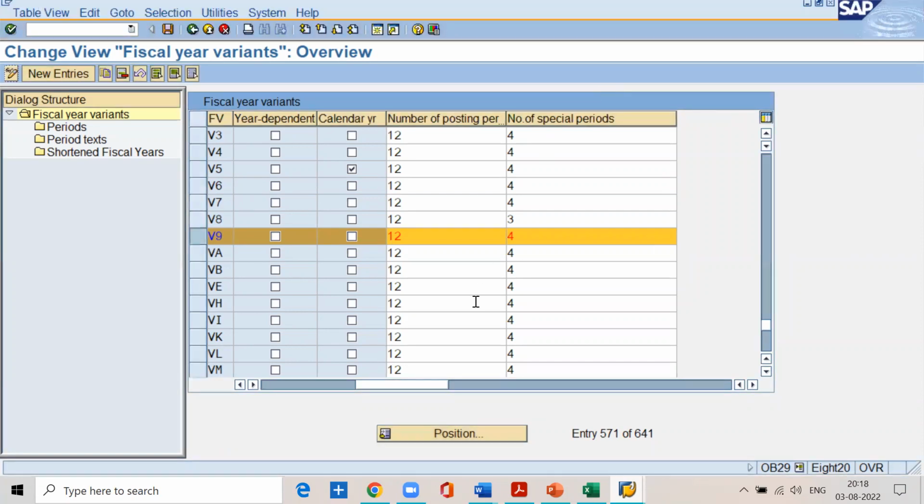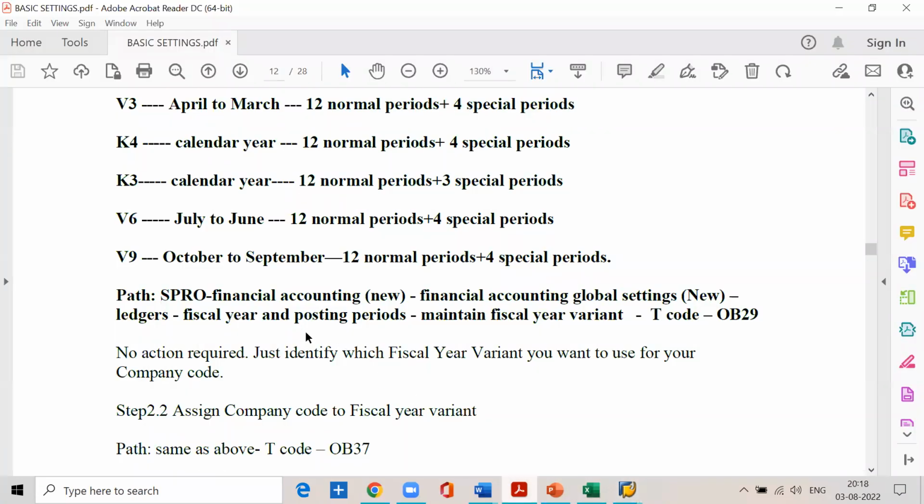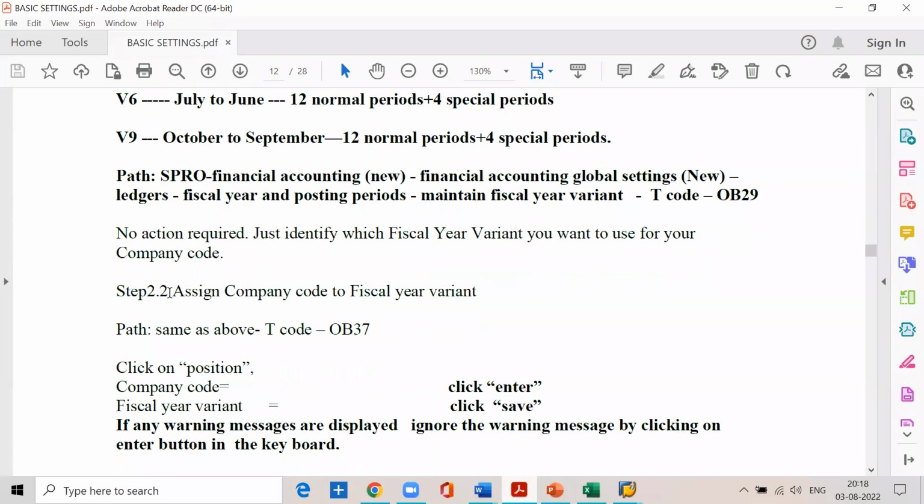Okay. Now see the next step. Step number 2.2, assign company code to fiscal year variant. In the case of calendar fiscal years, it is not necessary to define the periods, Rashmi, because they were already defined.